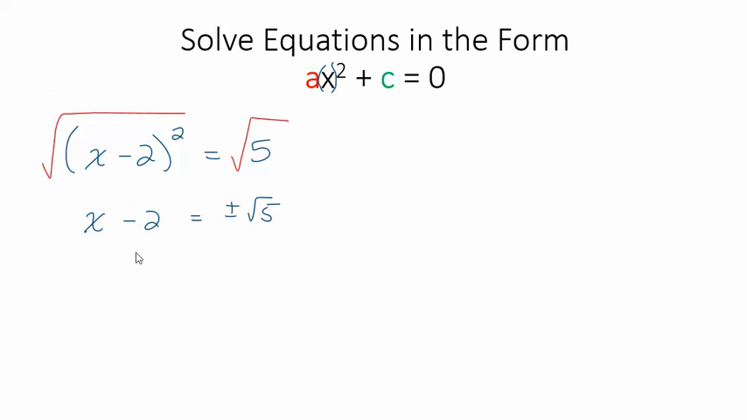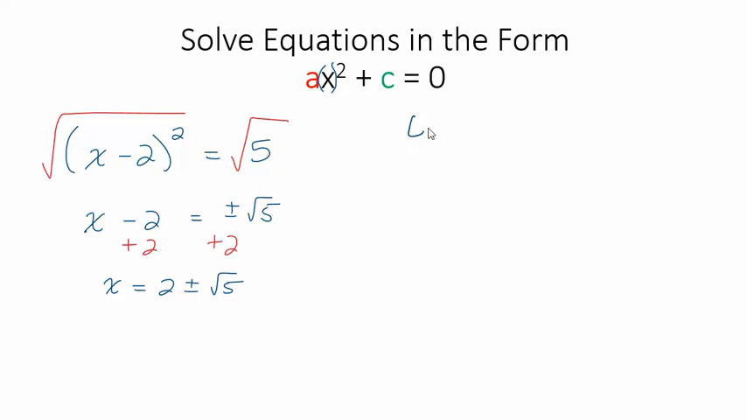Then to finish, all I have to do is isolate x by adding 2 to both sides. And I get x equals 2 plus or minus root 5. That's the answer. Pretty cool. X could be 2 plus root 5, or x could be 2 minus root 5.